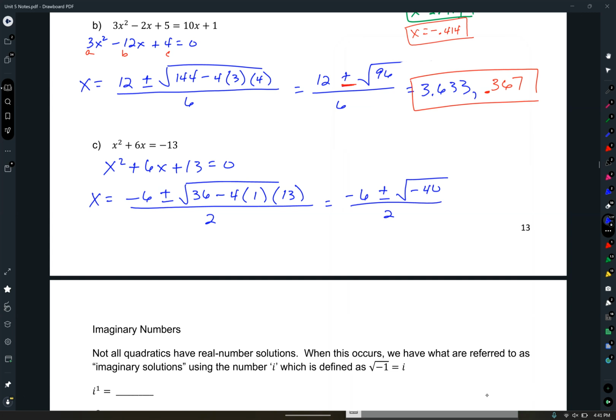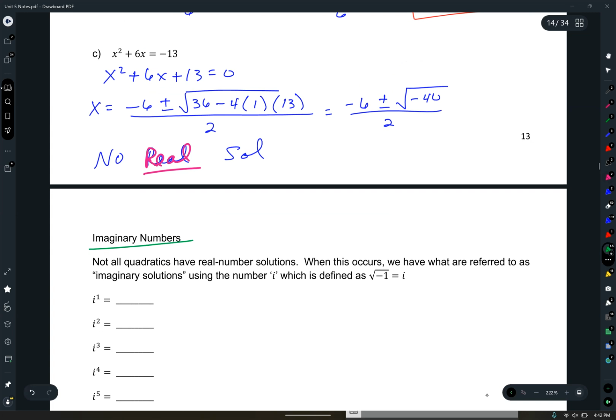So we're going to say here, no real solutions. Make sure you highlight that word real. No real solutions. Because there aren't real solutions. So what's the opposite of something that's real? Look at the next page. It's imaginary. Okay, so you have no real solutions, but you might have what we call imaginary solutions.